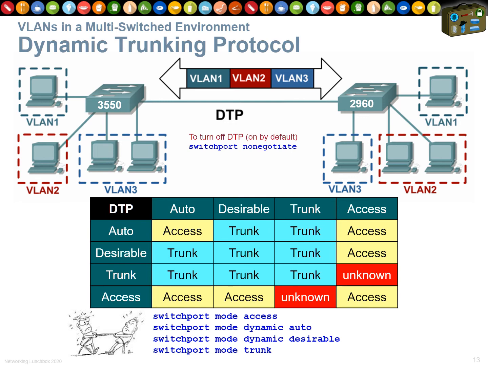So I guess the analogy there is that 2960s are always dynamic auto, 3550s are always dynamic desirable. So technically, if you plug those two in together, it should come up as a trunk. But you plug two 2960s together, they're both auto, they will never ask to be a trunk, so they'll stay in access mode.